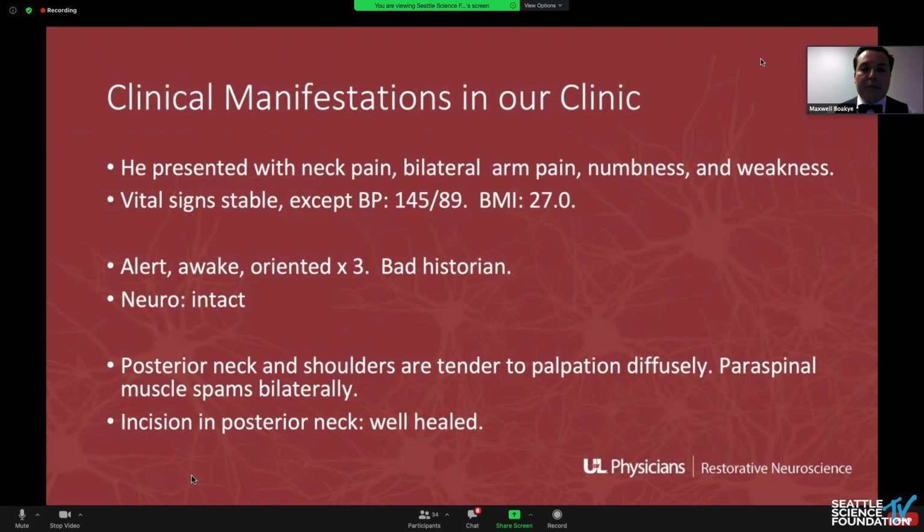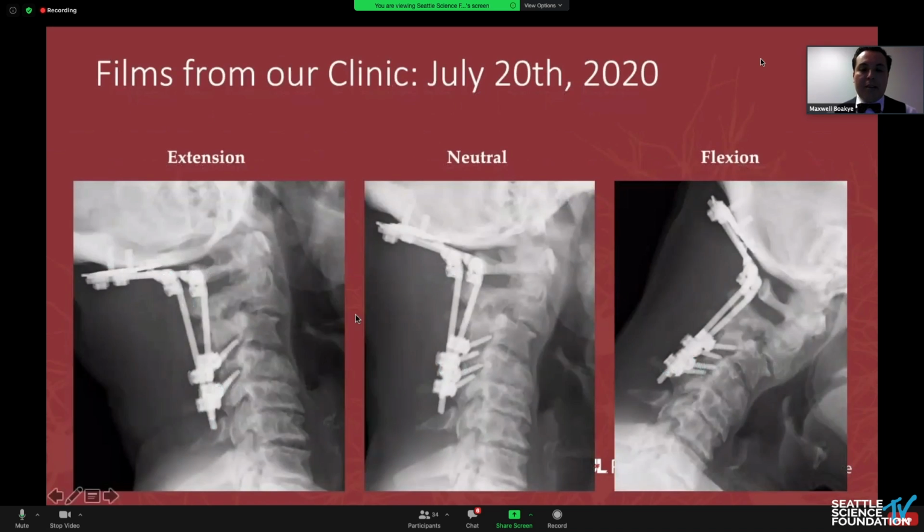So he presented to our clinic with neck pain, bilateral arm pain, numbness, and weakness. His vital signs were stable, a little bit hypertensive. His neurological condition was intact. He had posterior tenderness to palpation diffusely, and some muscle spasms were noted. His incision was well healed, and these are the X-rays we obtained in our clinic.